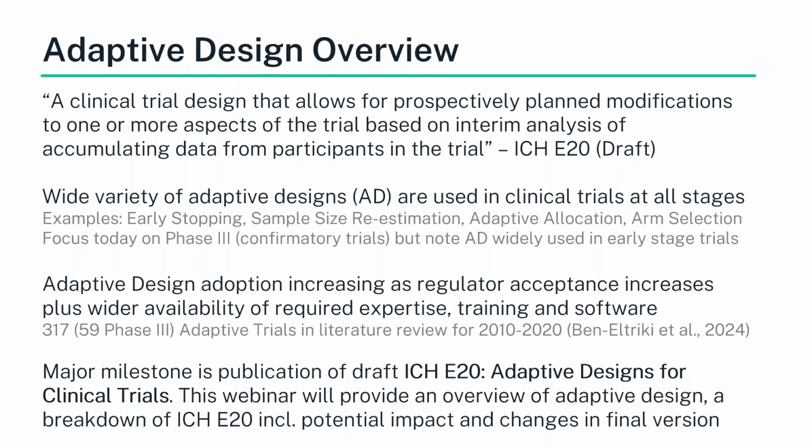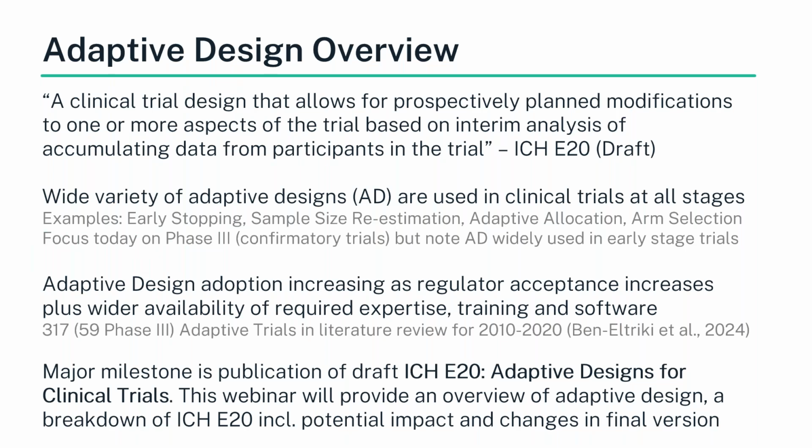Sample size re-estimations, where we increase the sample size if some of our pre-trial assumptions end up not being correct. For example, our standard deviation estimate being lower than what actually occurred in the trial. Adaptive allocation, where, for example, we allocate subjects more to arms that are doing well versus those that are doing poorly. And arm selection, which is kind of a variant of that, where we're dropping or adding entire arms to the trial.